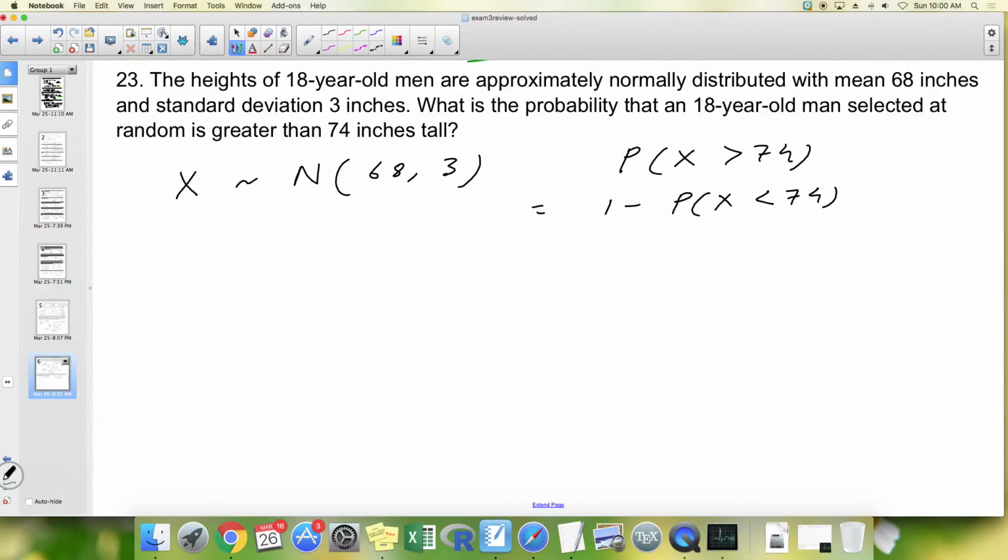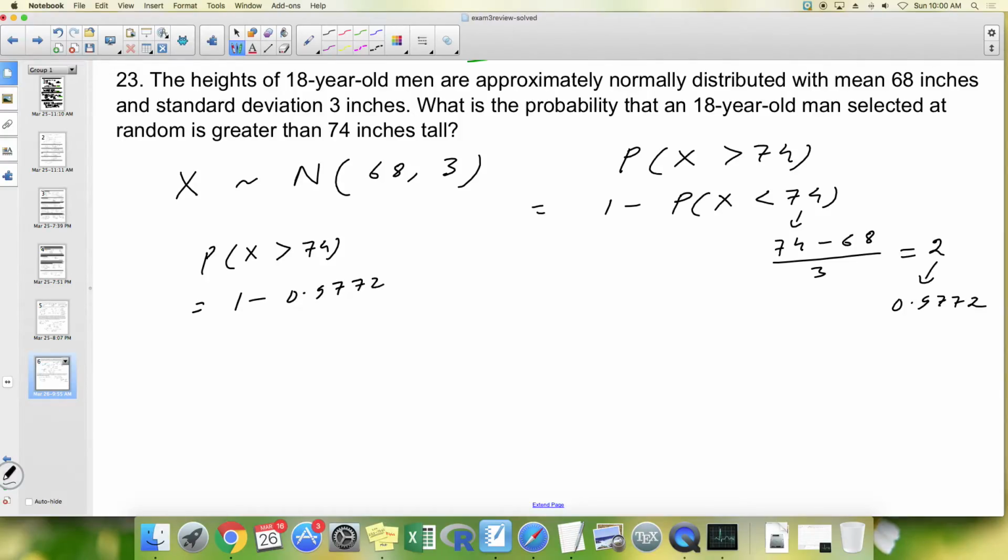So straight up find the z-score. 74 minus 68 divided by 3, which is 2. And for 2, if you look up the z table, it shall be 0.9772. Hence, probability x bigger than 74 shall be 1 minus 0.9772, which is 0.0228.